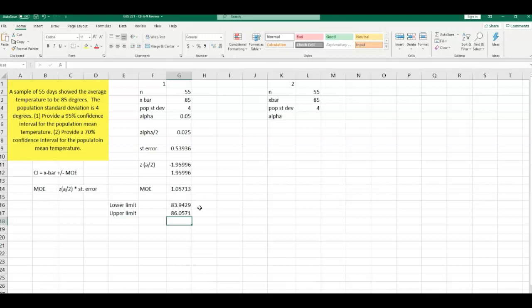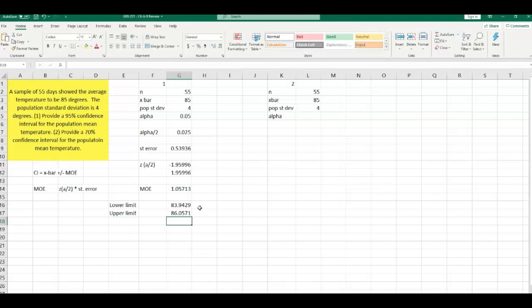What does that mean? So that means that based off of this sample that we took, we can be 95% confident that the population mean temperature is somewhere between 83.9 and 86.05. Right? We can be 95% confident that that's what our population mean would be.